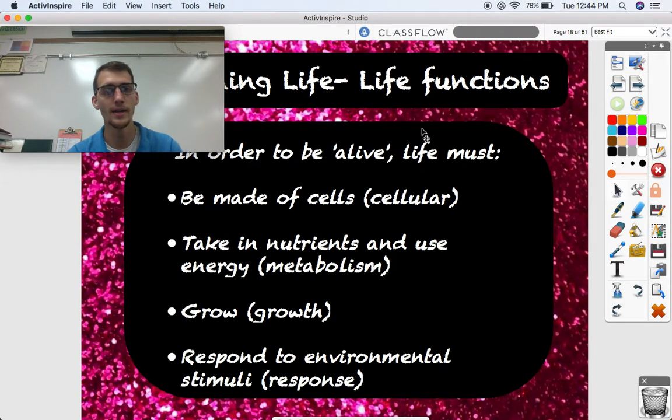All right, so in order to be alive, life must A, be made of cells, and that's what that cellular meant in that diagram. So all living things are at least made up of one cell. You are made up of about trillions of cells. So it's a really central tenet of being alive that you have to be at least one cell in order to be a living thing. So it's not really something that you have to do. It's just something that you have to be in order to be alive.